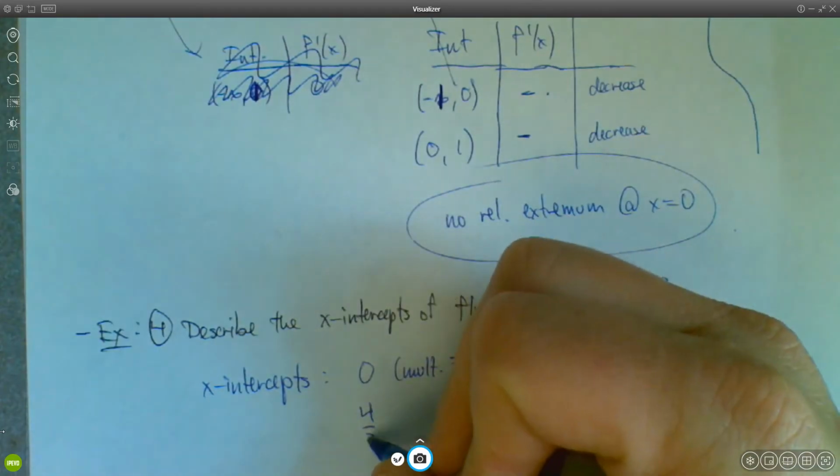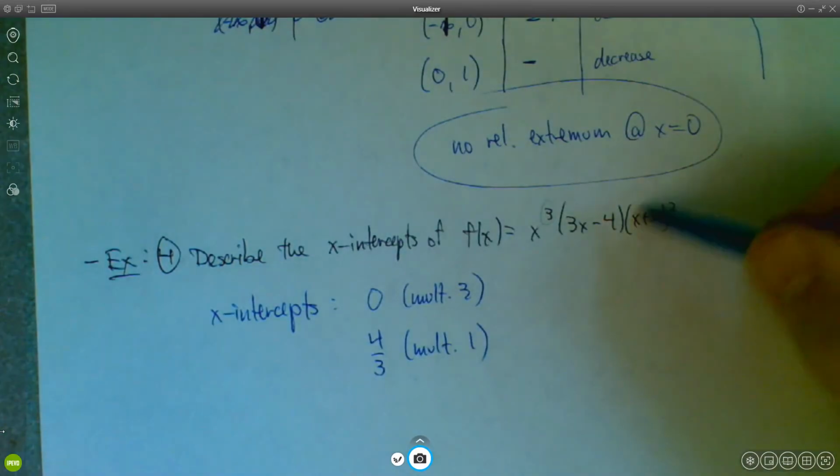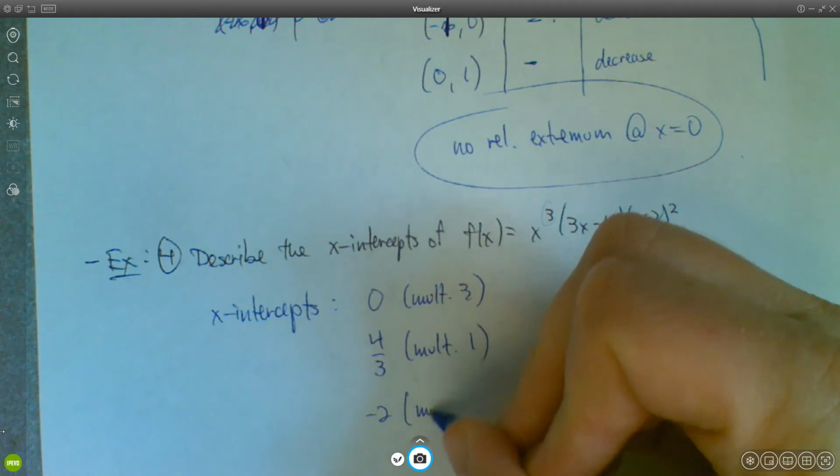4/3, multiplicity 1. Okay, and then -2, multiplicity 2.